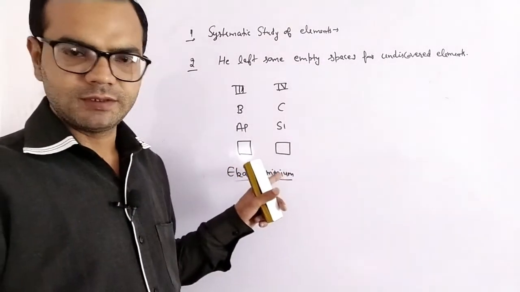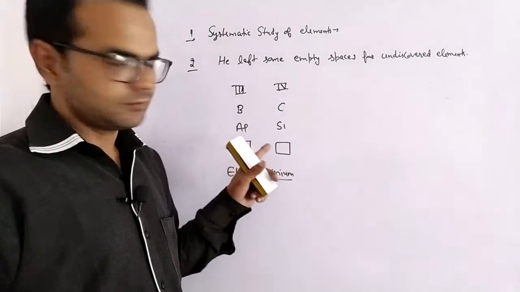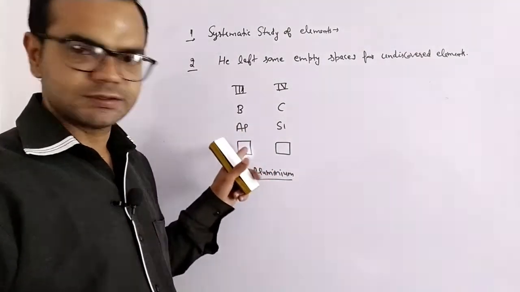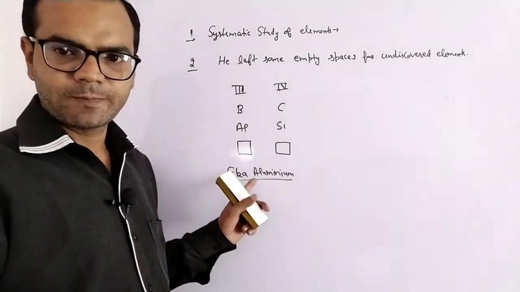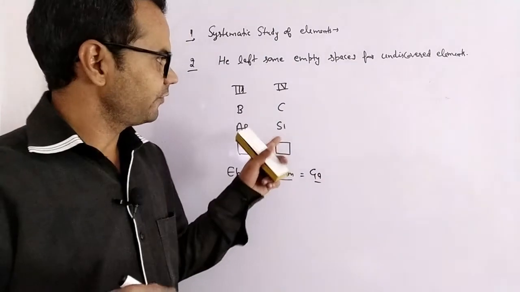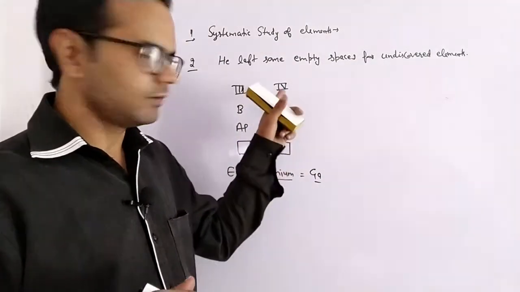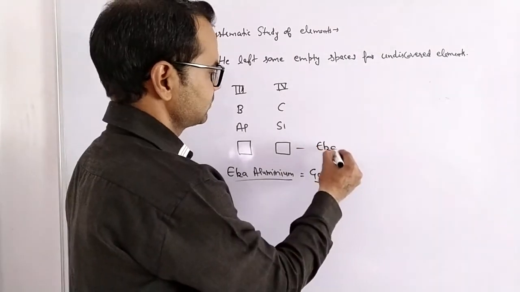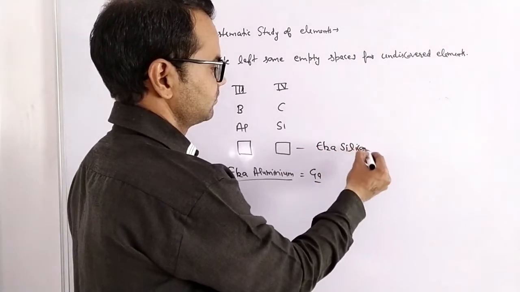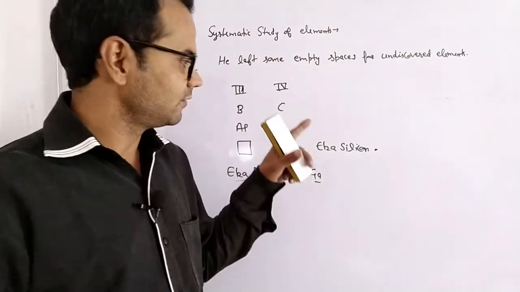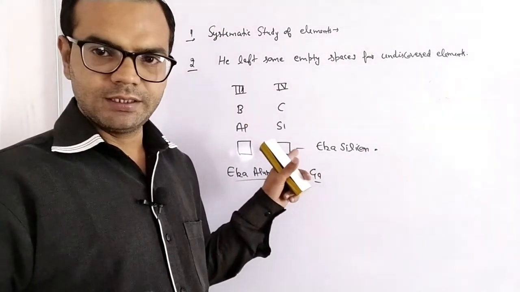Eka-aluminium. And when gallium was discovered, it fit in this box. It occupied this box. So today gallium is Eka-aluminium. In a similar way, he left one empty box in group number 4 and he labeled it as Eka-silicon. And when germanium was discovered, it occupied this box.